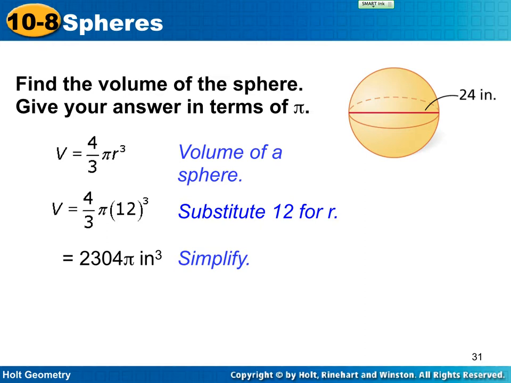That was just taking 12 cubed, 12 times 12 times 12, times 4/3. Now again, you could use that cube button or just multiply it 3 times.